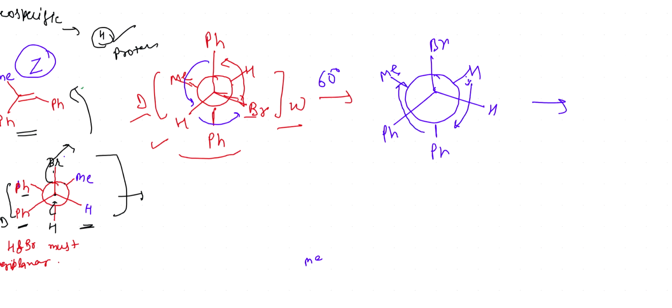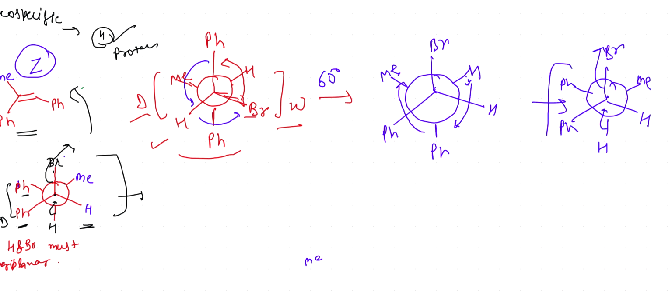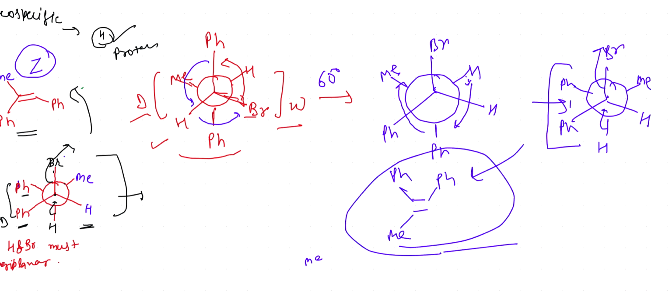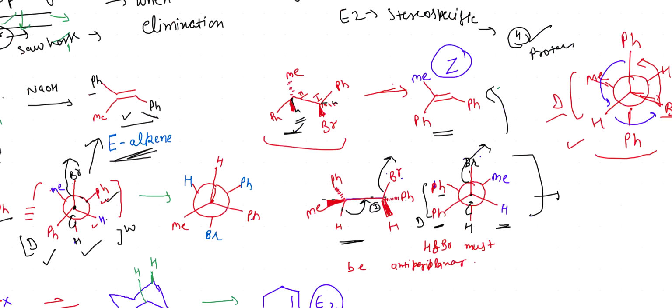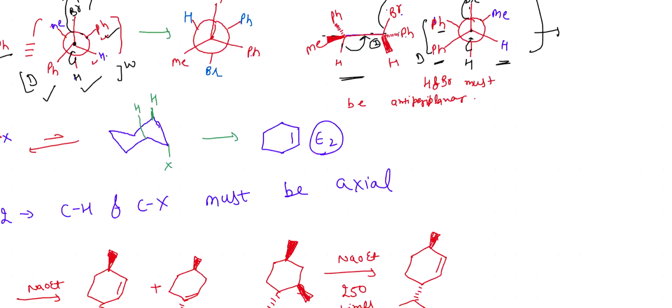Then you will get bromine. So first carbon is fixed. In case of second, hydrogen over here, phenyl here, methyl here. Okay, then hydrogen will be removed and then bromine will be removed. You can look at this structure. Both the phenyl groups are close to each other. So you will get in this case the Z alkene. Clear? So this is the theory behind why you are getting stereospecific products. Clear? Okay. Then moving to the next example.